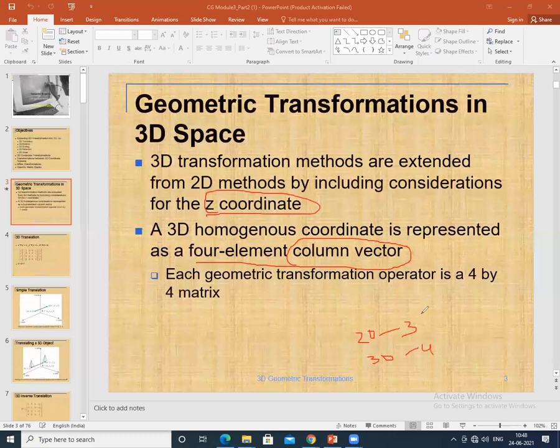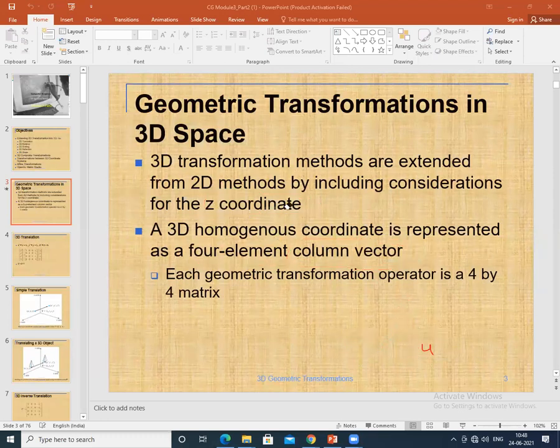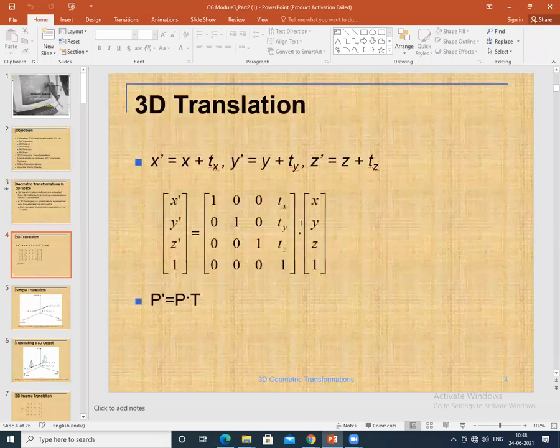The fourth element is the homogeneous coordinate. Each geometrical transformation is operated by a 4x4 matrix. As you know, we represented the two-dimensional transformation in a 3x3 matrix. Similarly, here we represent the three-dimensional transformation in a 4x4 matrix.